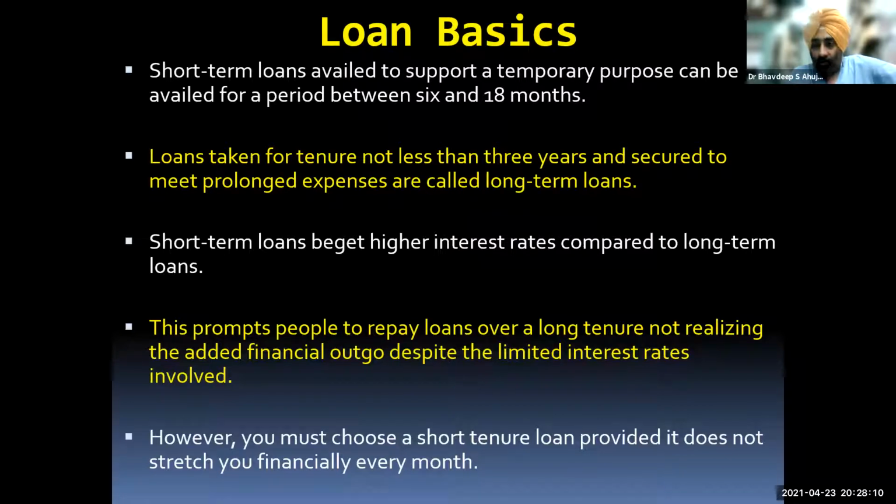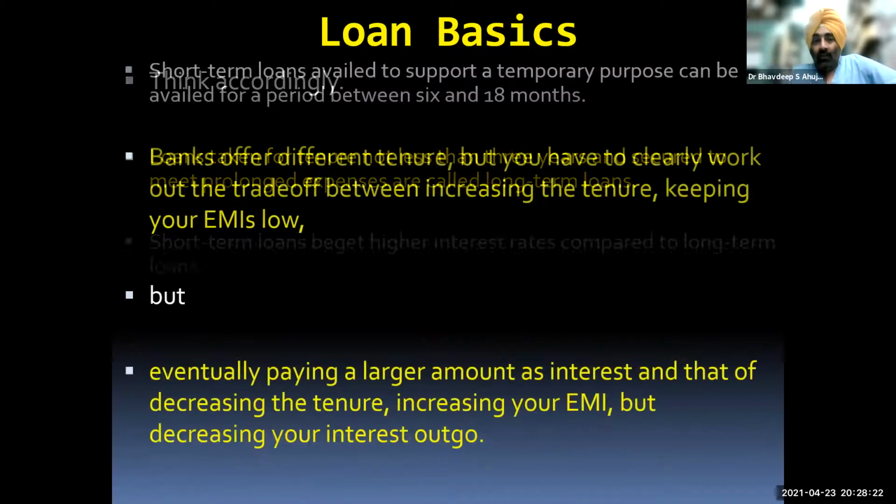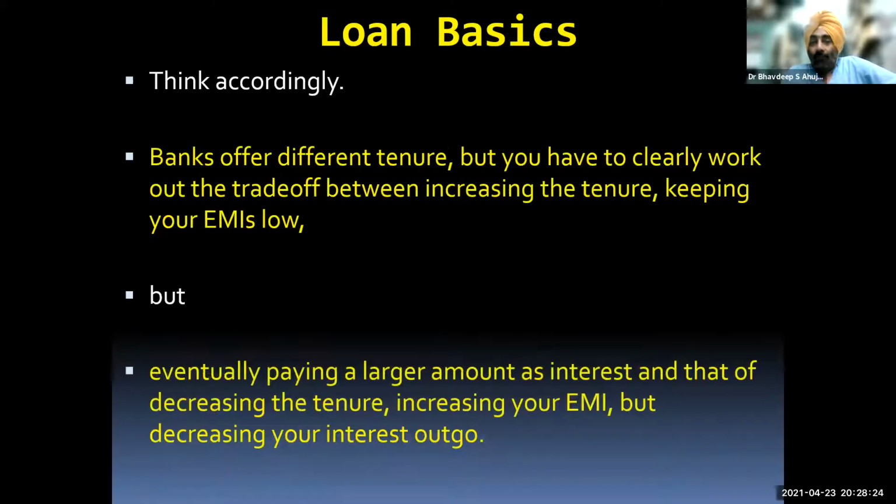And you have to be prepared for any kind of eventualities. If there are any problems which come unannounced, they can actually make you go into that loan zone again. So think accordingly. Banks will give you different tenure. If you want to keep your EMI low, you can go for larger tenure, but then you will pay back more of interest. If you keep your tenure less, you will pay less interest, but EMI will be high. So again, this decision has to be taken by you.